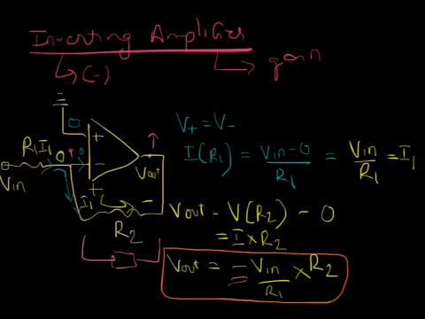So we have a negative sign for inverting, and if we make sure that R2 is greater than R1, we get a gain of R2 upon R1.